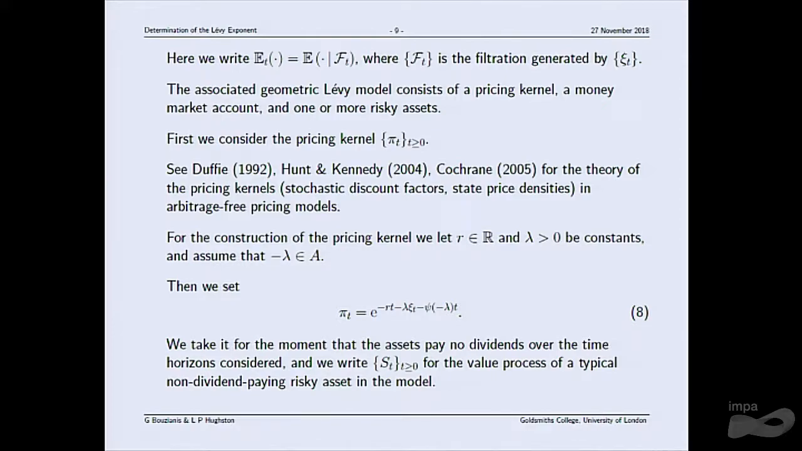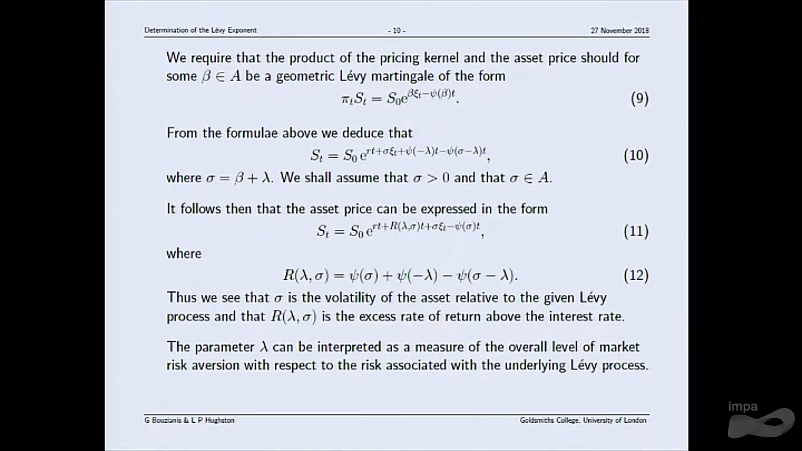And then we construct the pricing kernel by taking the simple discount factor with constant interest rate times the martingale associated with minus lambda. Then for a non-dividend paying asset, we require that the product of the pricing kernel and the asset price should be a martingale. And the model assumption here is that this martingale also is a canonical Levy martingale. So we'll assume the existence of a parameter beta. Then if we divide each side by pi and rearrange, we get a formula for the asset price.